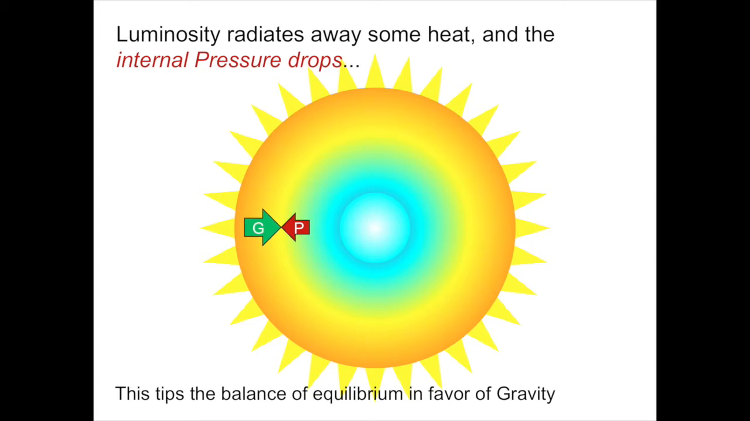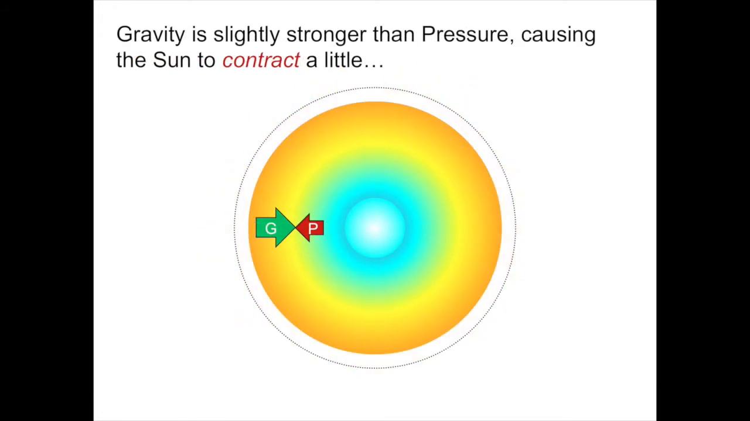So hydrostatic equilibrium in a star is not stationary because the star is losing energy. When it loses energy, it loses pressure, and something has to give. And what gives is the pressure drops ever so slightly, and gravity gets the upper hand. So now gravity is slightly stronger than the pressure. If gravity is slightly stronger than pressure, then the star, the sun, will begin to contract a little bit. It will shrink a little bit in size.